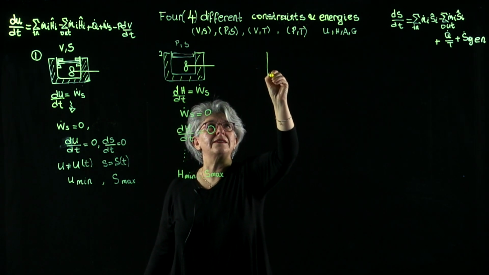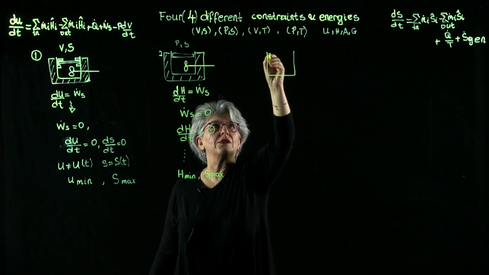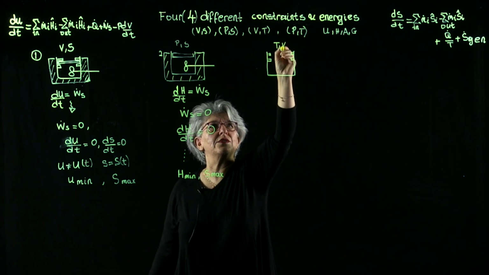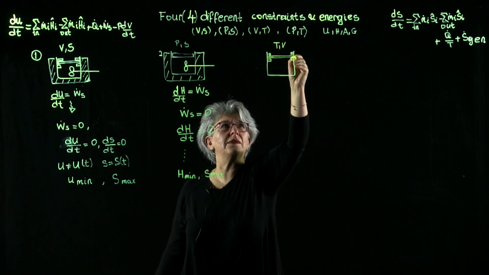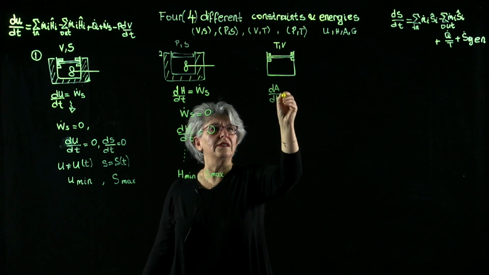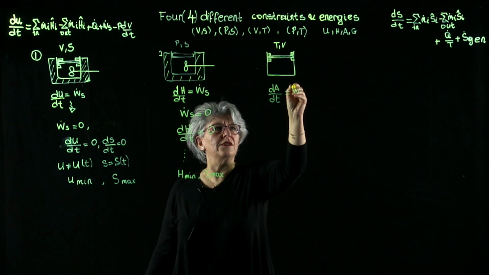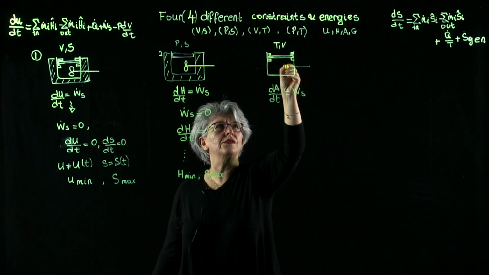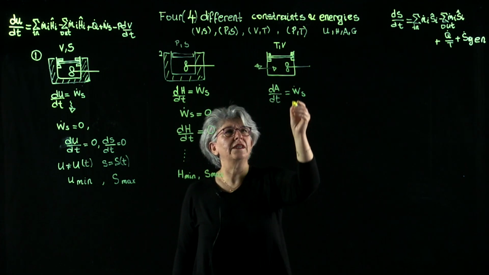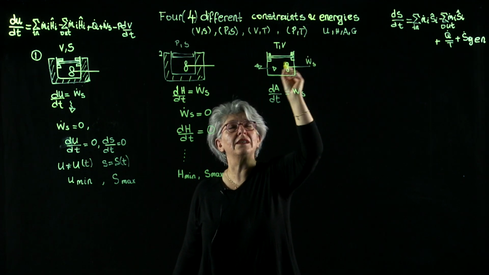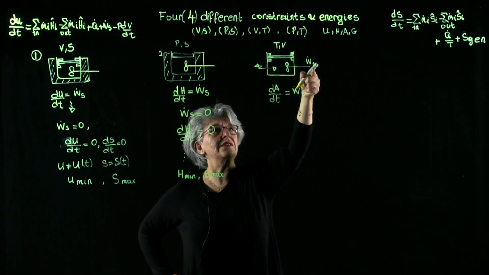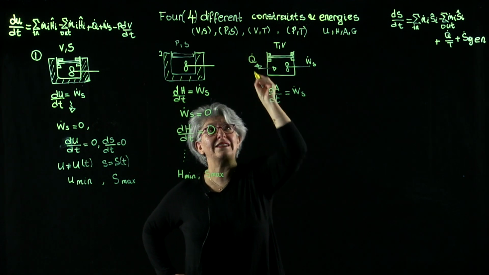The system that is going to have the constraints of constant temperature and constant volume, if you remember, it was dA over dt equal to shaft work. All right. Now we were imposing externally two different energy interactions. One was shaft work exchange, the other was heat exchange.